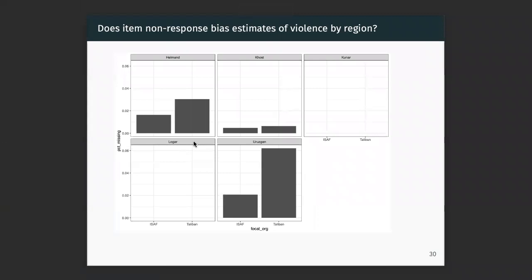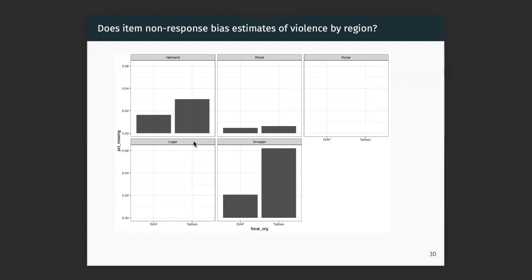and let's say item non-response by region. Perhaps the Taliban has more power in certain places than others. Let's assume that their presence is a function of region and their power is a function of region. So fear of retaliation may be a function of region, so item non-response may be a function of region. What do we see going on here?